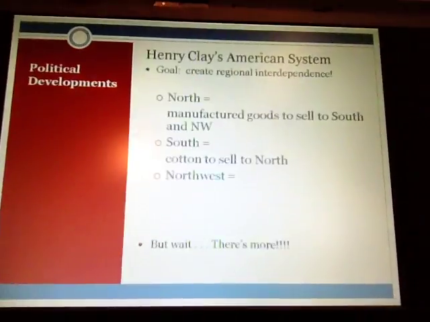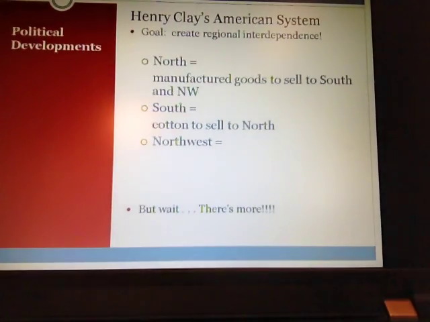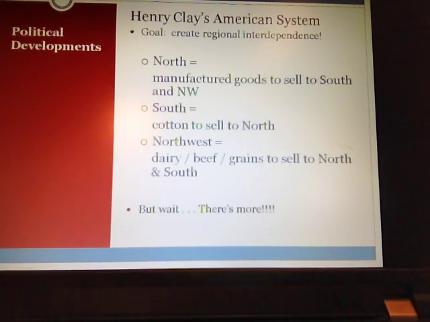So, Henry Clay has got to figure out a way to not only have the South grow their cotton, but to make sure that they only give their cotton to the North. Don't be giving your cotton to Britain, okay? And then the next part is the Northwest. This is a whole new territory in the United States. Well, it's not new, but it's been growing. And it's going to become the dairy, beef, grains region. It's going to kind of be the bread and beer basket of the country, and it's going to sell its stuff to the North and South.